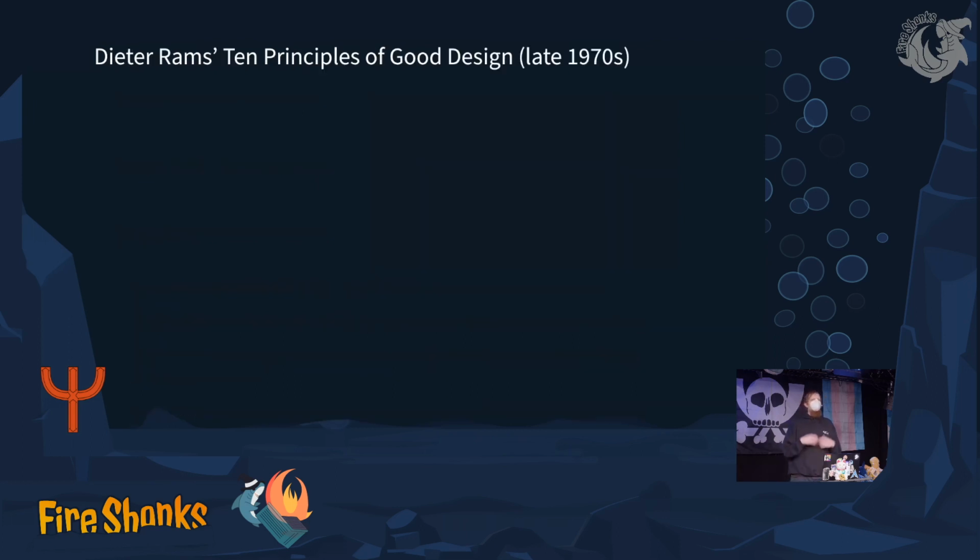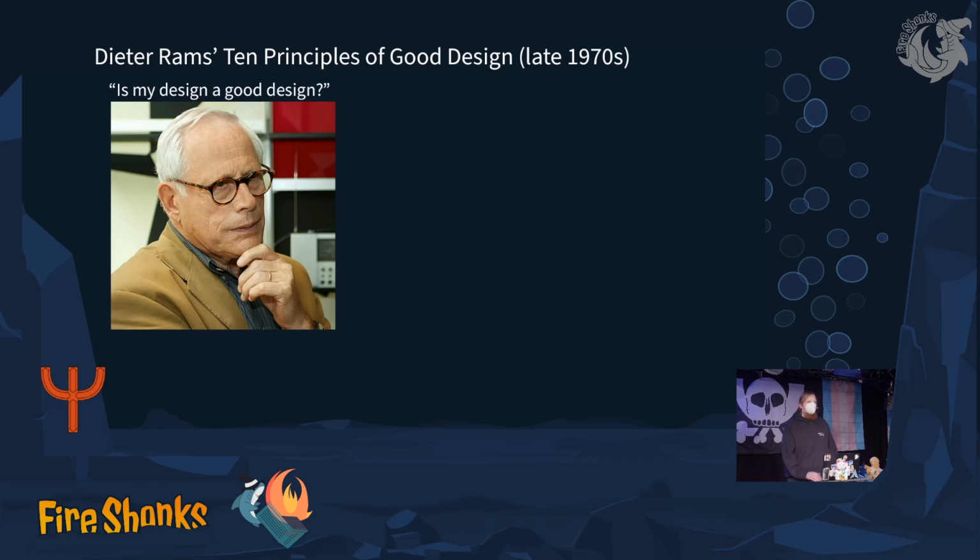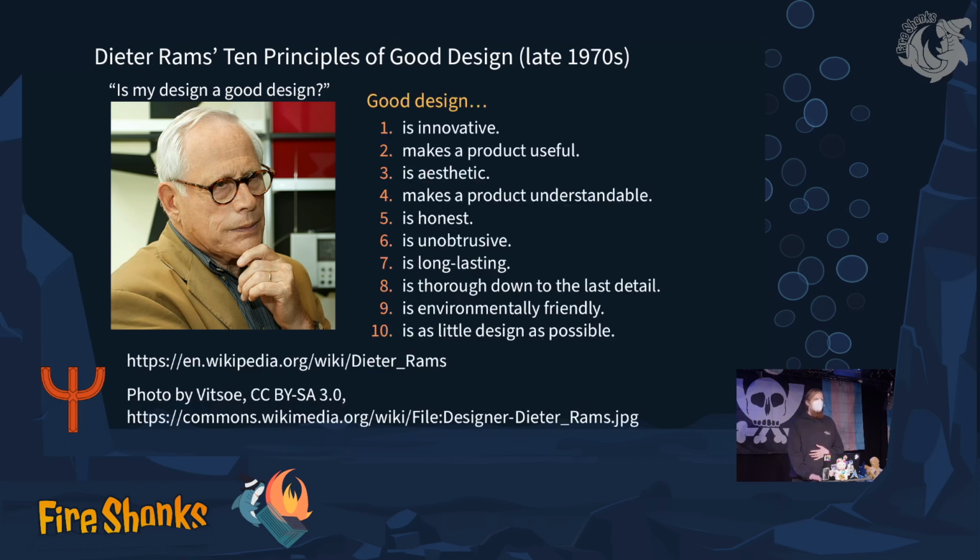Now I would like to come to the principles of good design, because that isn't easy. When you buy a product, you tend to think about, is that really a good design? Do I like it? And someone really thought deeply about that. That was this Dieter Rams, and he did that in the 1970s. He asked himself, is my design a good design, or what makes a good design? And he found 10 principles which are relatively well known. And I'd like to show you them.